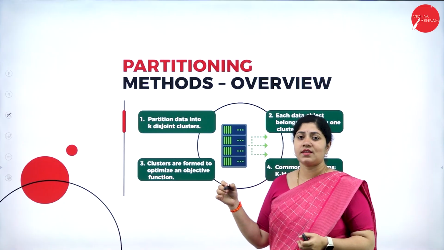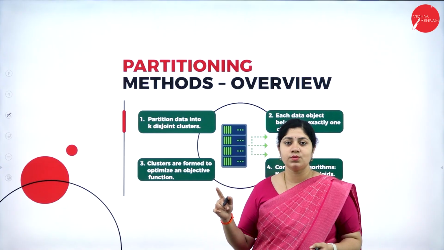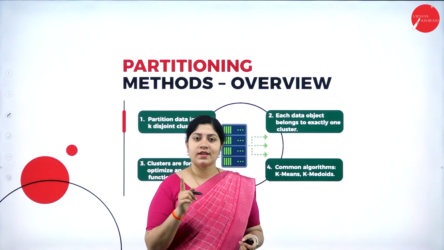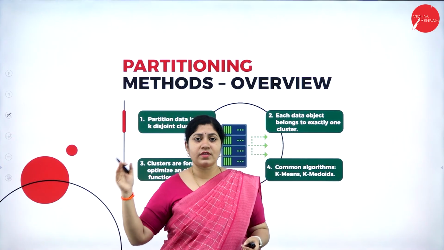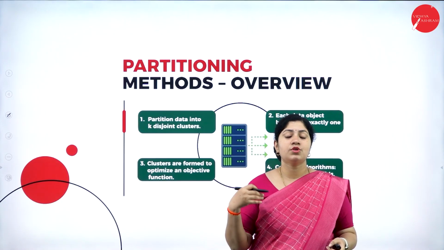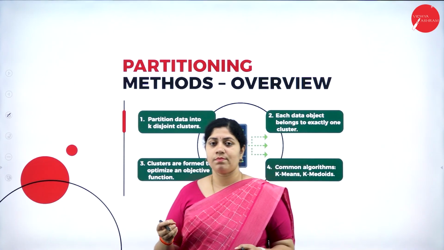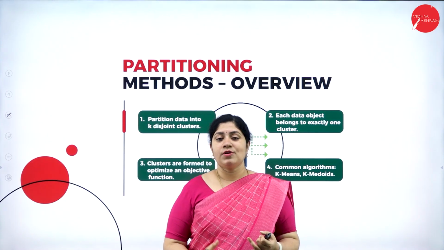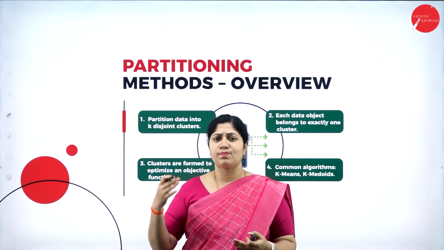The first step is none other than partitioning our data into k disjoint clusters. So that is the initial thing that we need to do. Next, we need to confirm that each object will exactly belongs to one cluster. Yes, correct. It must and should be a part of any one of the cluster, correct? Okay, the third step that we need to follow is the cluster should be formed to optimize an objective function, followed by the next step, the common algorithms like k-means or k-midpoint can be applied. So these are the various steps that we are supposed to follow when we are moving with partitioning method.